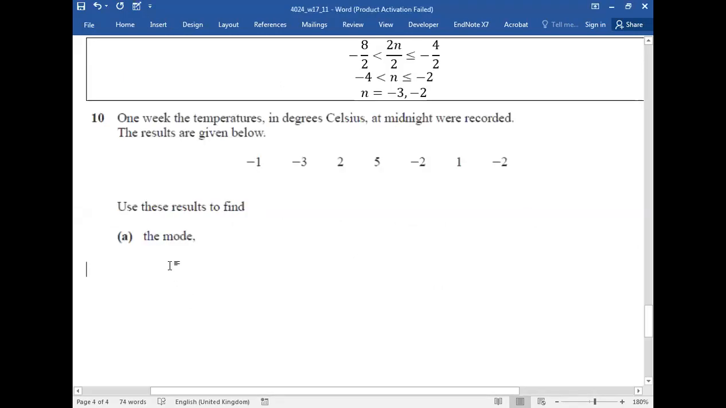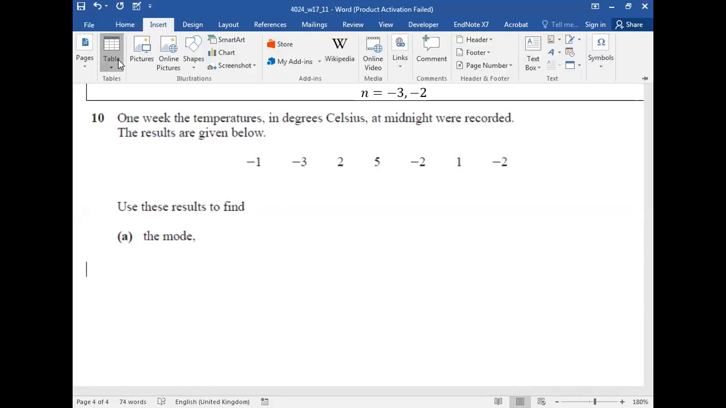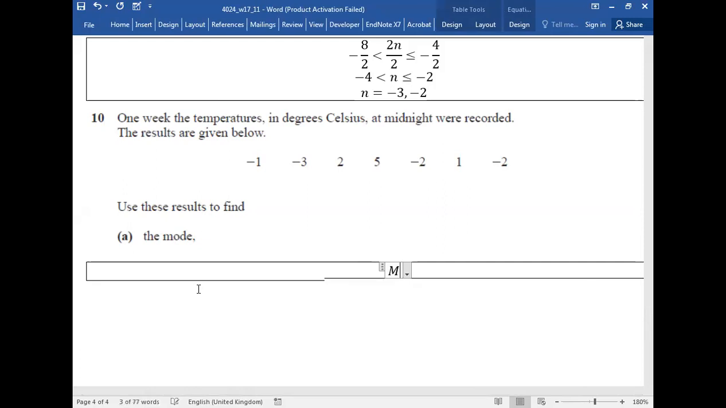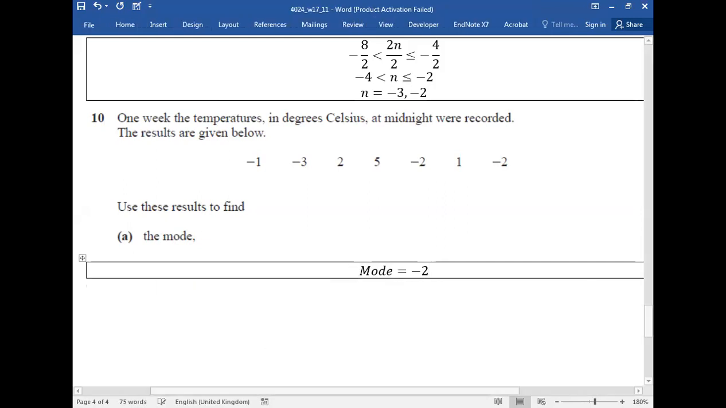Okay, 1 week temperatures in degrees Celsius at midnight were recorded. The results are given below. Use these results to find the mode. Mode is the most occurring value. Which value is the most occurring in this data? How often is -2 occurring? 2 times. The mode is -2.